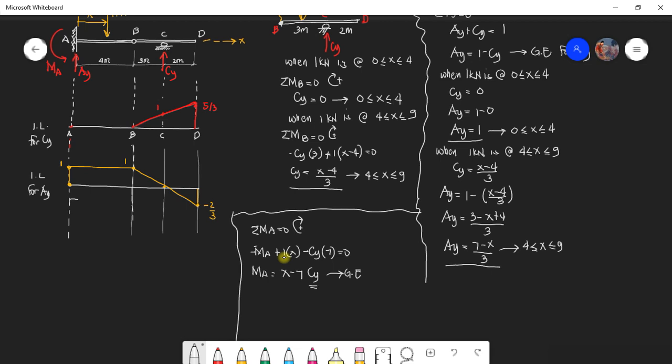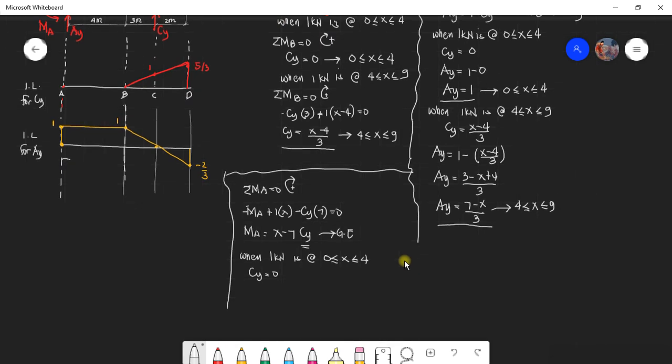Kaya lang, ang value ng CY nagbabago. So, when the 1 kilonewton is at greater than or equal to 0, but less than or equal to 4, ang value ng CY is 0. So, kung ang CY is 0, magiging value ng MA ngayon is X. So, applicable siya kapag ang unit load is nasa within this range.